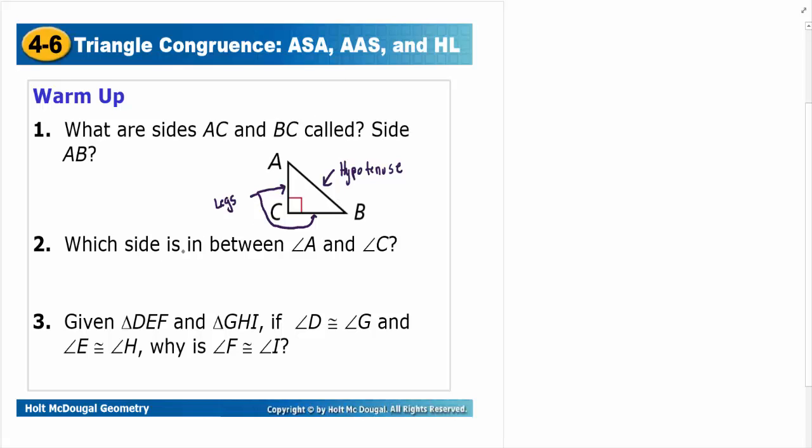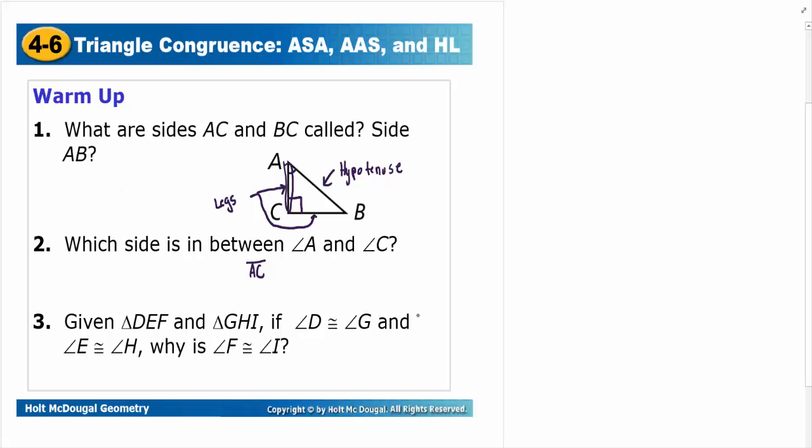Next up, it says which side is in between these 2 angles, A and C. So I'm looking at the same figure up here. I got A, and then I have C. So I'm looking at the side that's in between them, and that's going to be this side right here. So that would be side AC. It's in between those angles.